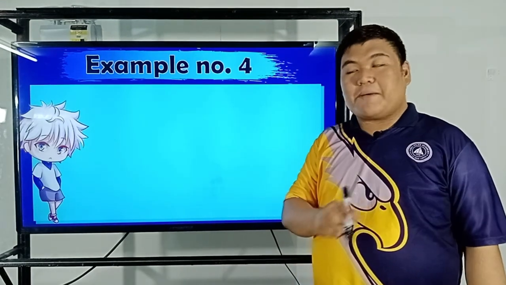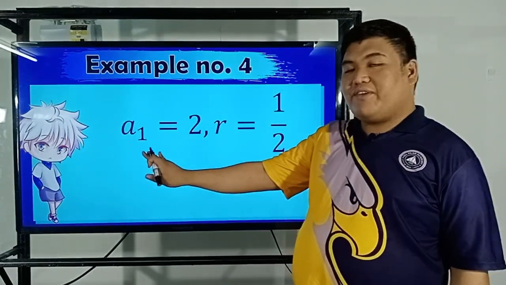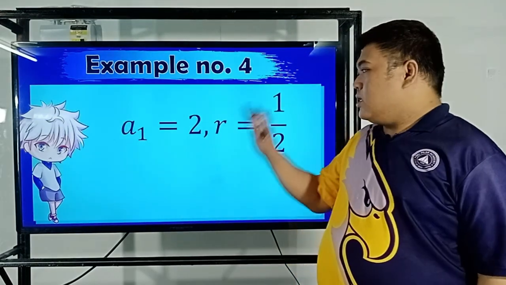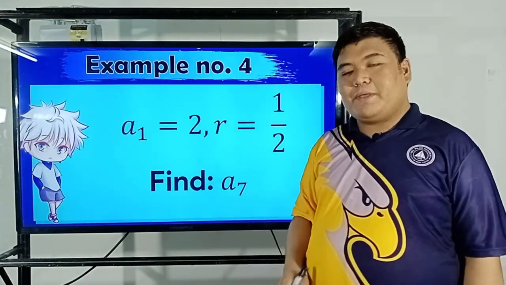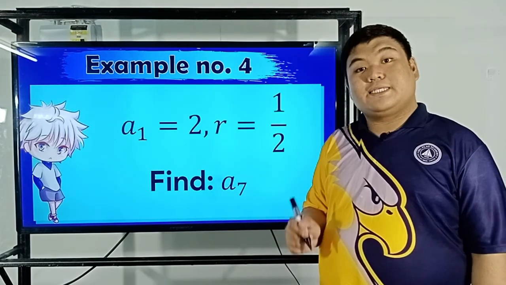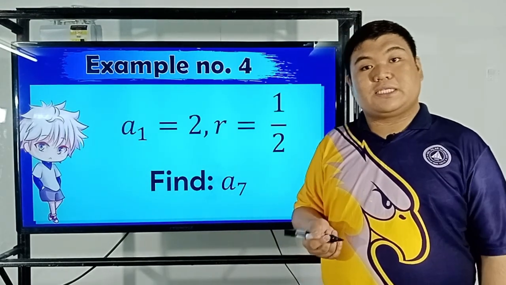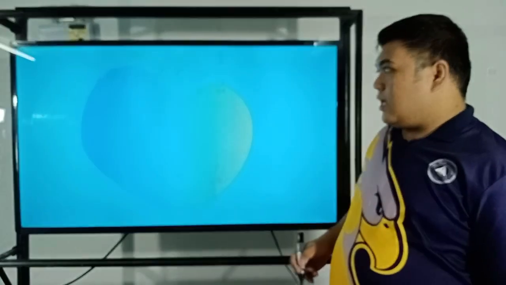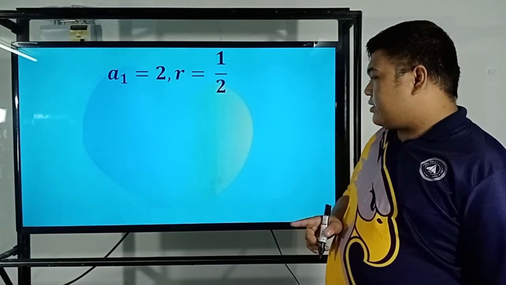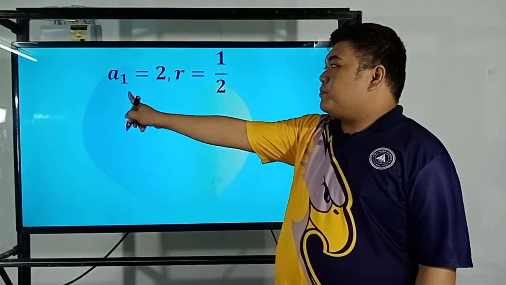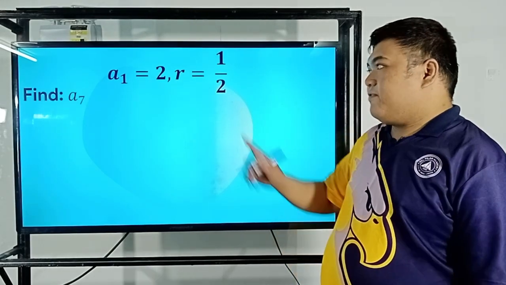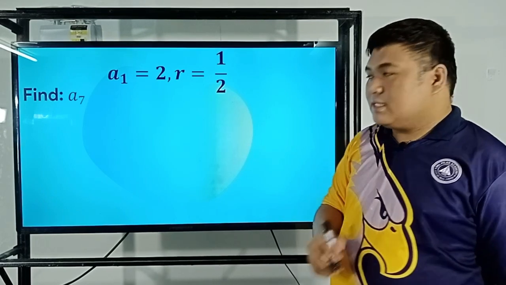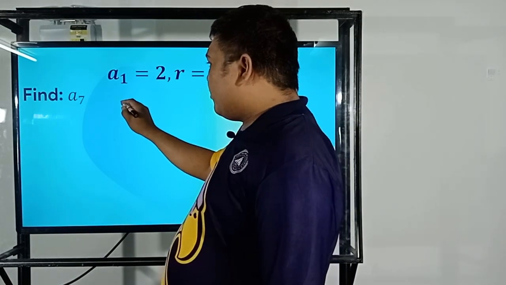Let us now have example number 4. This will be the last example. So we have given the first term is 2, the common ratio is 1/2. Ang hahanapin po is a sub 7 or the 7th term. So again, given sa atin grade 10 is a sub 1 is 2, the common ratio is 1/2. Hinahanap a sub 7. So start na tayo with the formula.